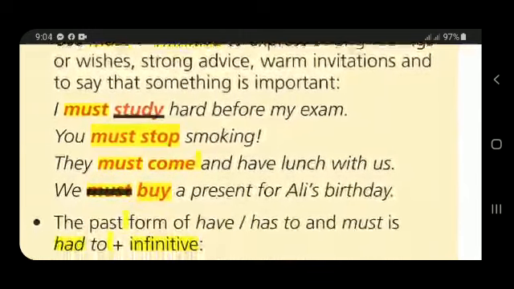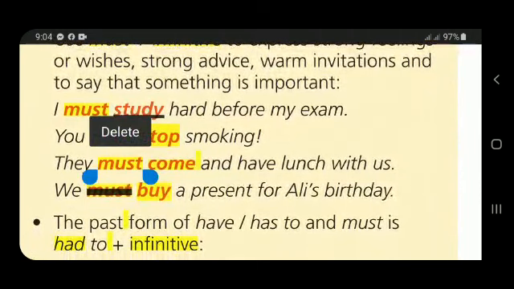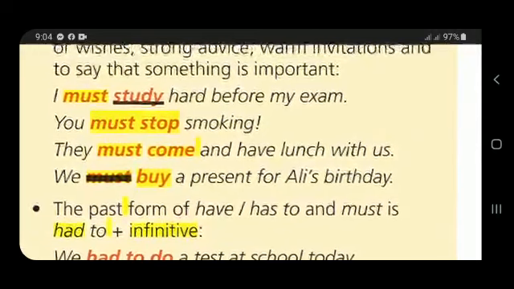Okay? Now for this sentence, they must. Here notice we use they must come and have lunch with us. Here is a warm invitation. They must come and have lunch with us. Here a strong invitation. Or when you meet someone and they say you must come to visit me. You must come to my birthday party. Okay? Here is a strong invitation.